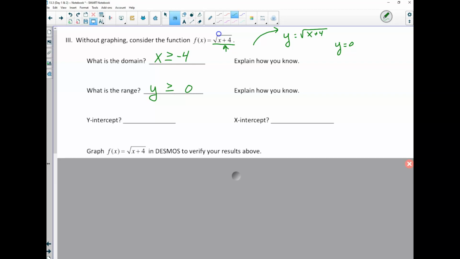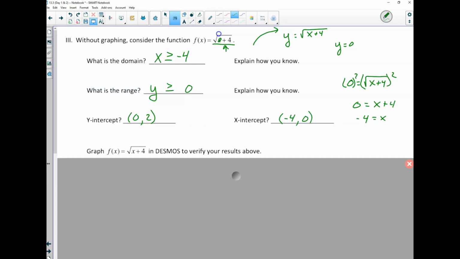Okay, what's my y-intercept? Well, my y-intercept is put a 0 in for x. So if I put a 0 in for x, I get out the square root of 4, which is 2. Okay, what's my x-intercept? Well, my x-intercept is putting a 0 in for y to get x plus 4. I've got to square both sides to get rid of that, and I get 0 equals x plus 4, so x equals negative 4. So when x is negative 4, y is 0, okay?